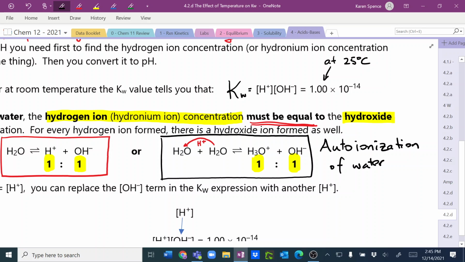Not that you're probably ever going to have to write out auto-ionization of water, but you could be asked to write the equation for the auto-ionization of water. And if you don't know what that means, it's going to be a pretty tough question, yes?